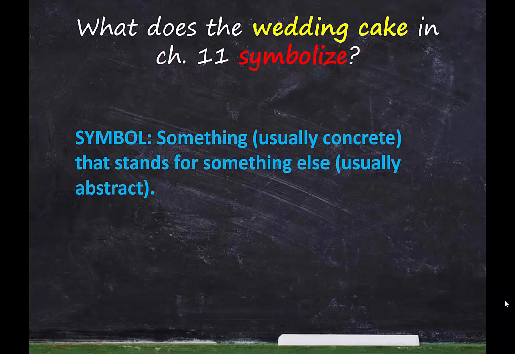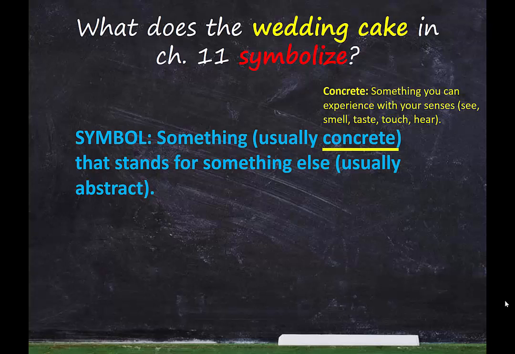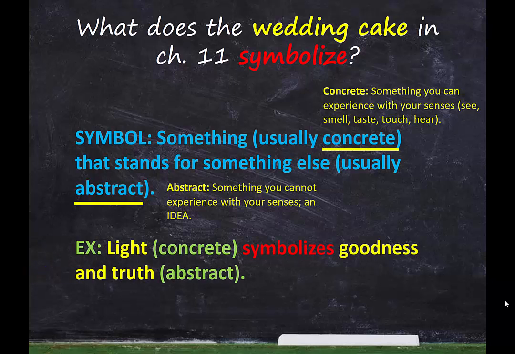First, a symbol is something that stands for something else. The symbol itself is usually concrete. It's something you can see or touch or otherwise experience with your senses. What it represents is usually abstract. It's something you can't see or touch. It's an idea. So, for example, light symbolizes goodness and truth.